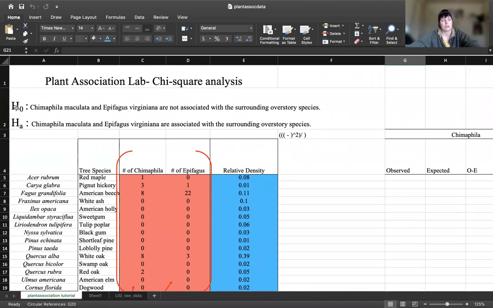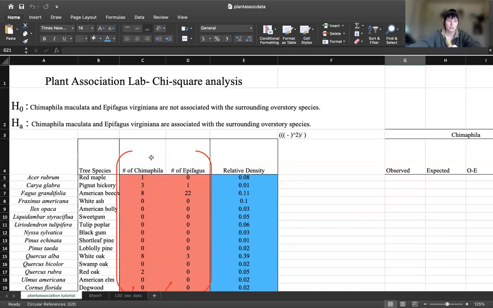So we have the null and alternative hypotheses right here. They can be a variation of the wording of this. Basically, the null is saying that there's not an association between the understory and the overstory, and the alternative is going to state that there is an association.